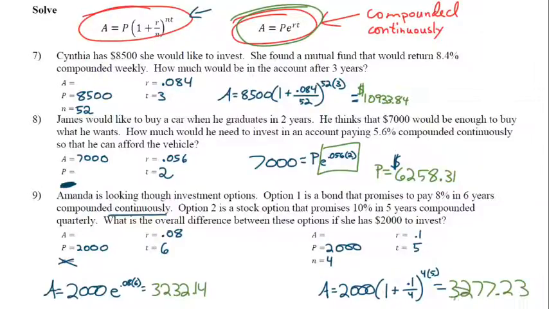So those are the two options. And the question says, what is the difference between these options? Well, if I take one and subtract the other, the difference is $45.08. So that is my answer, $45.08. I know option 2 is bigger, but that's the difference. All of that, 10% in 6 years, 10% in 5 years, 8% in 6 years, different compounding, that's the difference between them. All right? Good luck.